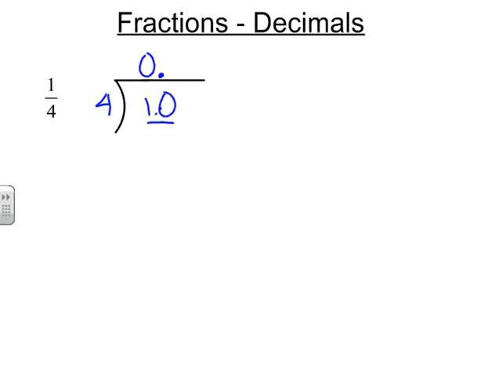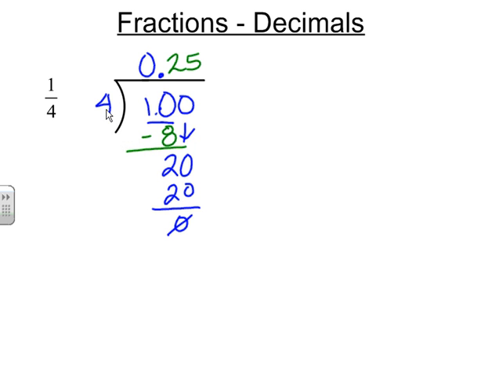4 goes into 10 2 times. So we're going to write down an 8. And we subtract that. 10 minus 8 would give us 2. Now again, 4 cannot go into 2, so we're going to add another 0, bring our 0 down, and we find that 4 can go into 20 5 times. And 4 times 5 is 20. And now it ends out. So we can say that 1/4 can be changed into the decimal of 0.25.